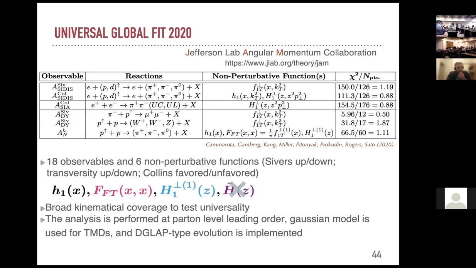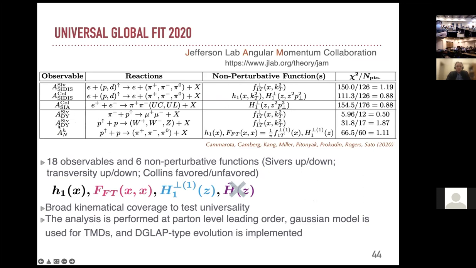So now, what are the observables that we can include? Those are Sivers and Collins asymmetries in SIDIS. For Sivers, we have proton and deuterium targets. We have different hadrons produced: pi plus, pi minus, pi zero. So they give us a possibility to relate and extract the Sivers TMD.